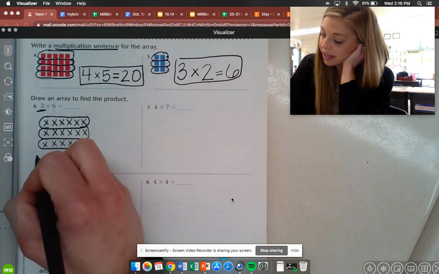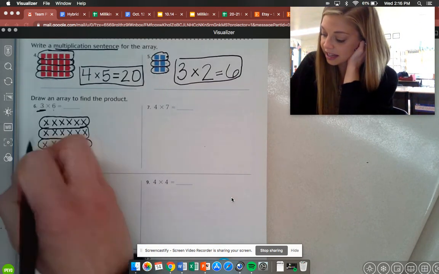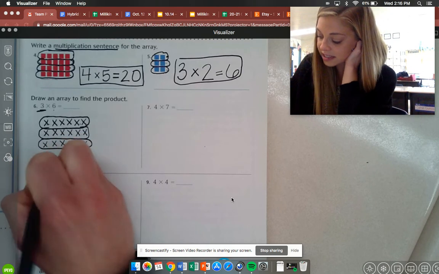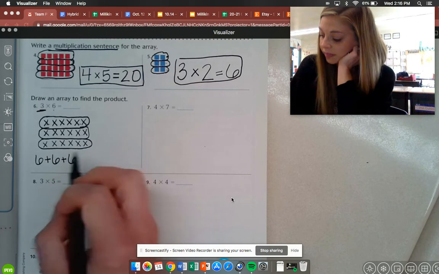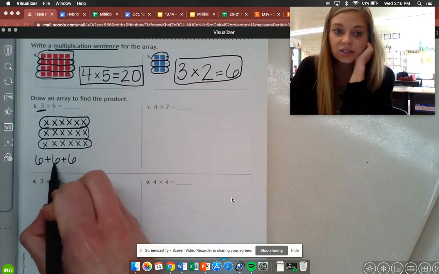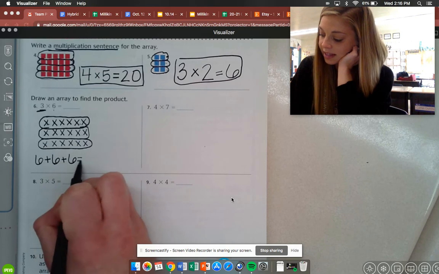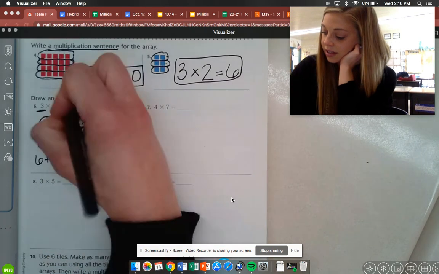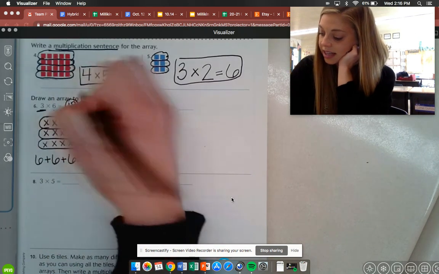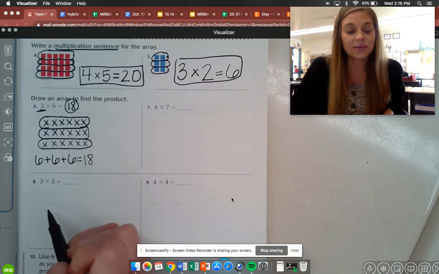And the repeated addition here would be 6 plus 6 plus 6, right? That's going to help us find out how many in all. I know that 6 plus 6 is 12, and 12 plus another 6 is 18. So that means that the answer here is 18. 3 times 6 is 18. We have 3 rows of 6, and that equals 18.